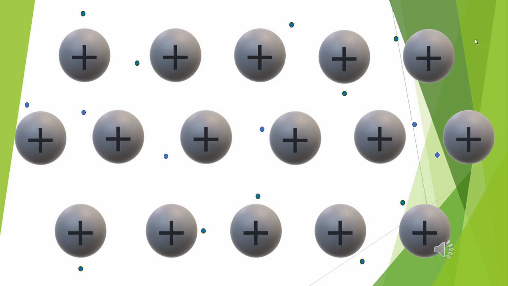To form the strongest metallic bonds, metals are packed together as closely as possible. Thus, they are crystalline solids at room temperature and have a high melting point.